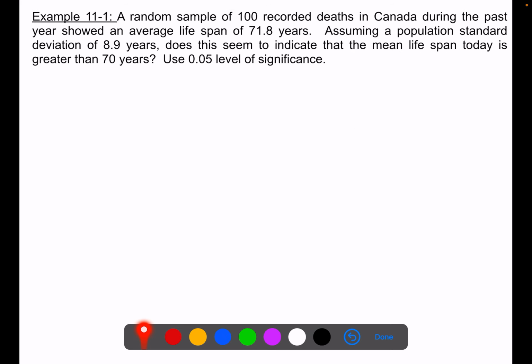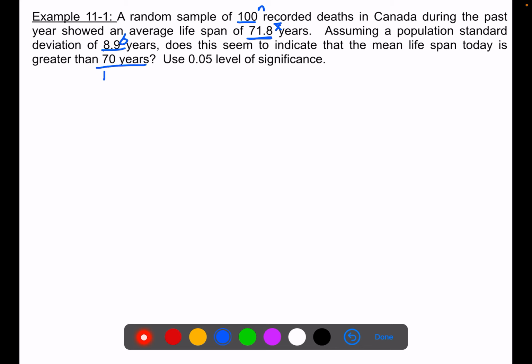Okay. So a random sample of 100 recorded deaths in Canada during the past year showed an average lifespan of 71.8 years. So this is basically our X bar, right? This number is our X bar, and this number is our N. Assuming a population standard deviation of 8.9, this is our sigma. Does this seem to indicate that the mean lifespan today is greater than 70 years?